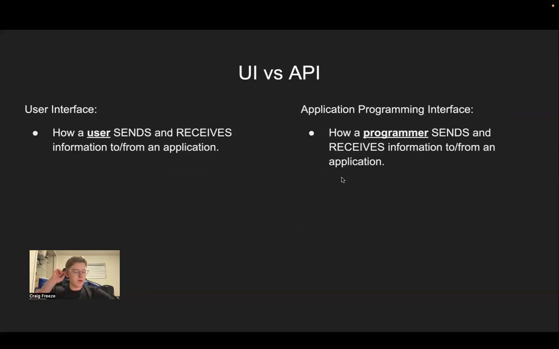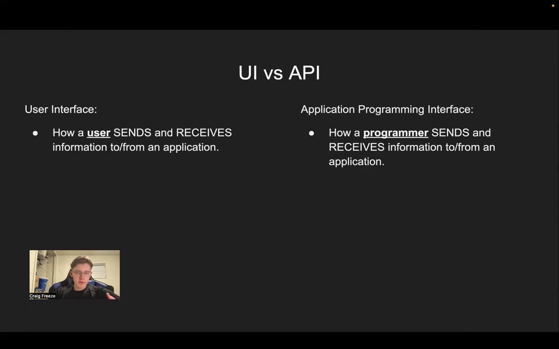A parallel that helped me understand this further is comparing and contrasting what a UI is versus an API. A UI is something that we're super familiar with, right? It's the user interface, the buttons that we press on the screen, what we're interacting with. And that's the way that the user sends and receives information to and from an application.